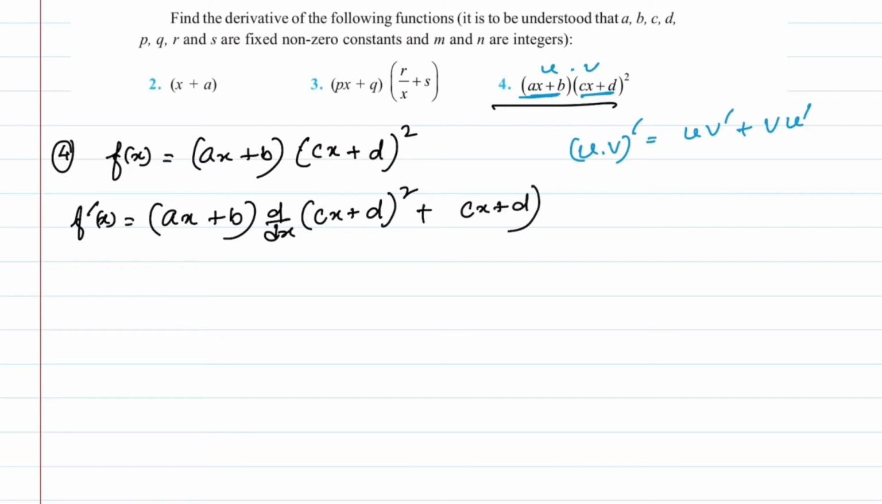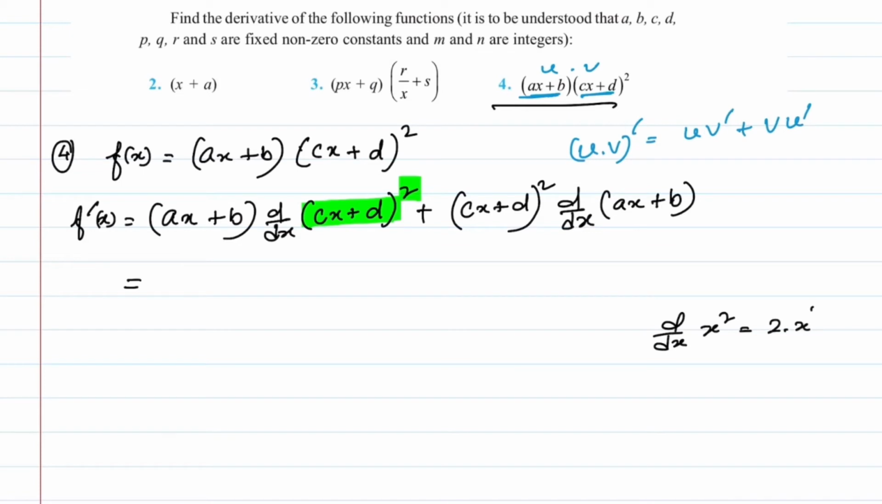Then the second function is (cx plus d) whole square. Derivative of the first function is ax plus b. Now you see, first assuming this one as x square, we have to find the derivative first. We know the derivative of x square is 2 into x to the power 2 minus 1, that's twice x. So (ax plus b) into 2(cx plus d).